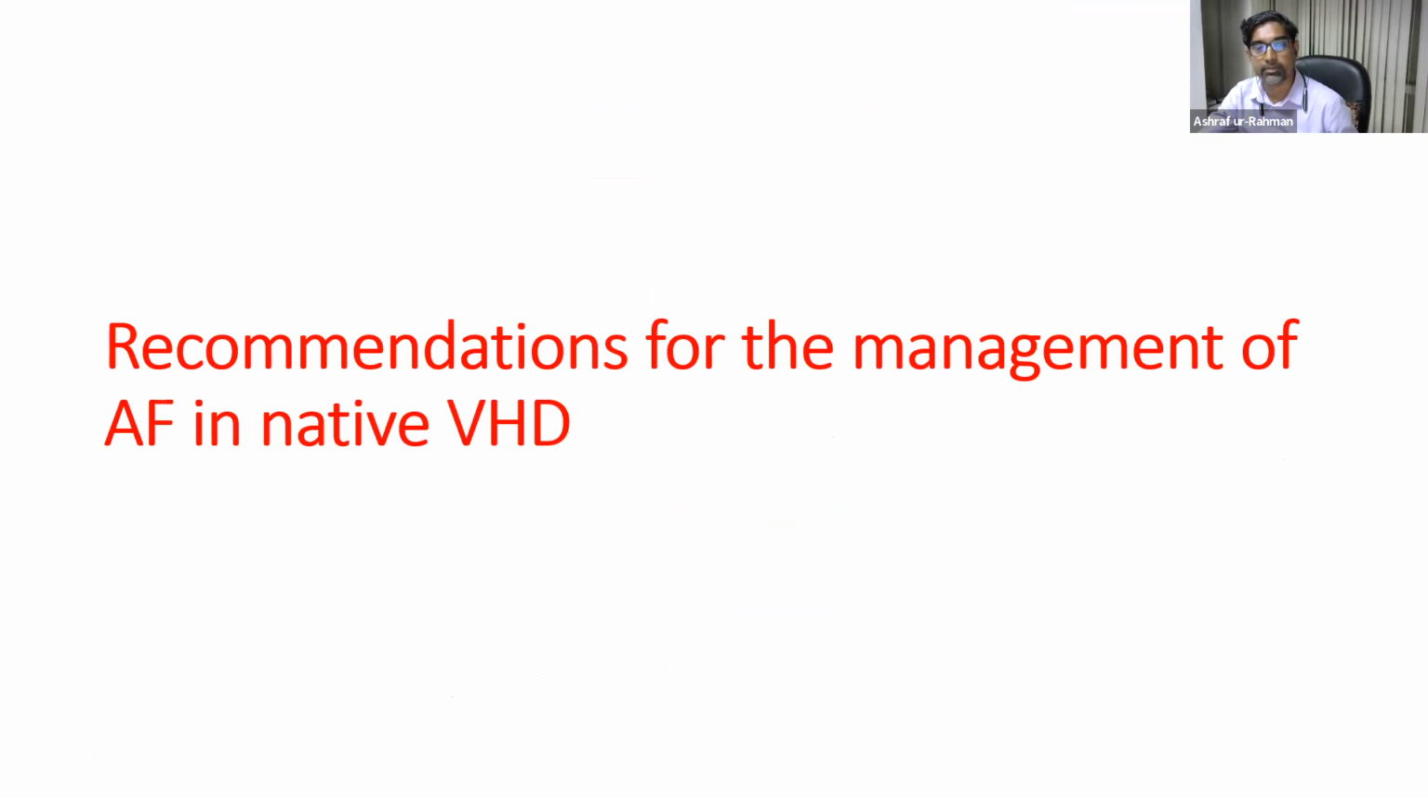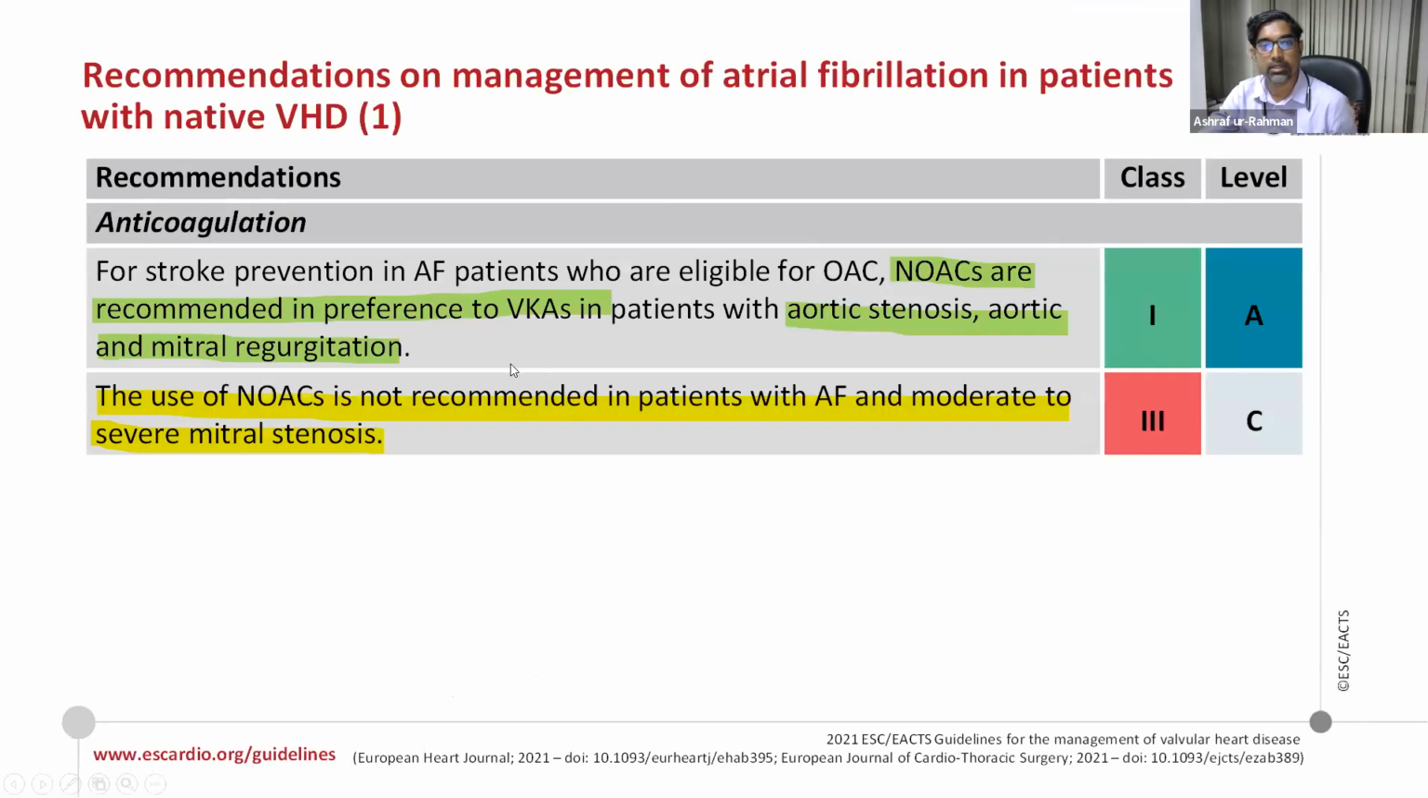In case of AF, in case of valvular heart disease, you can see NOACs are recommended in preference to vitamin K antagonists in patients with aortic stenosis and aortic and mitral regurgitation. But in case of MS, we can only use the vitamin K antagonist, not the NOAC. NOACs are class 3 indication here. So in case of moderate to severe MS, we can use only warfarin if the patient has AF.